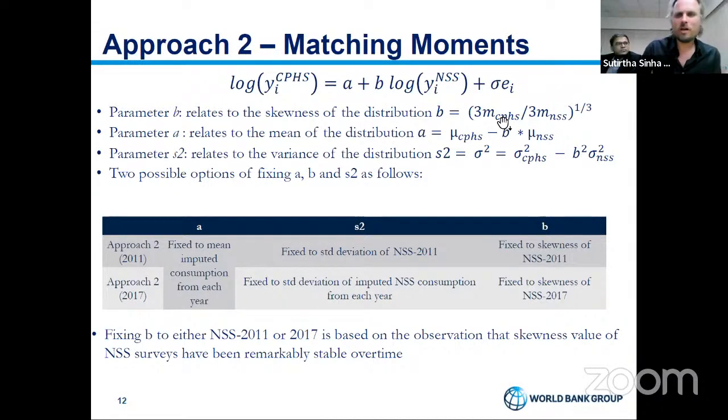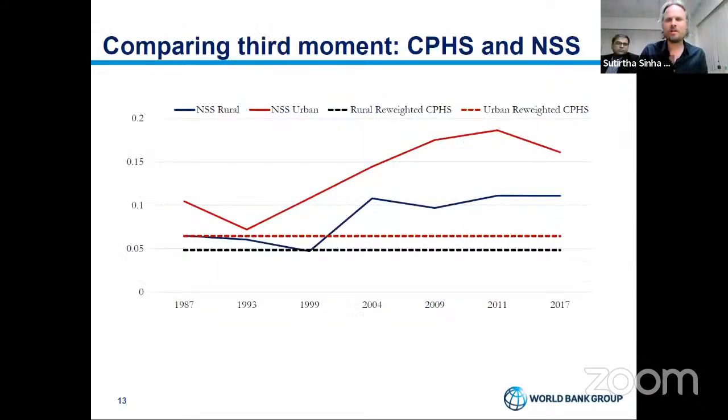Let us also share with you which moments are obtained from what data sources. And before I do that, maybe let us briefly run you through this slide here. What we plot here is the third moment that is estimated from the NSS consumption distribution, dating back to the late 1980s. Maybe ignore the 2017 estimates. Those estimates are derived from the latest NSS survey.